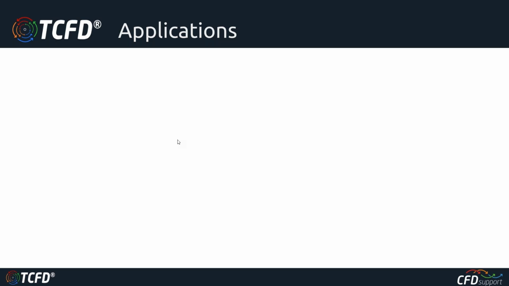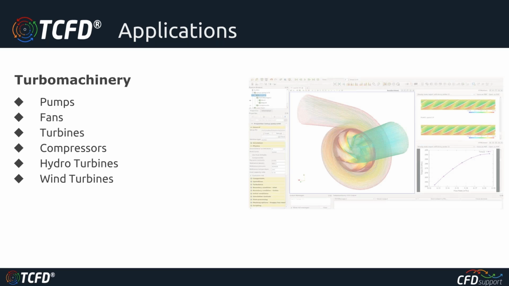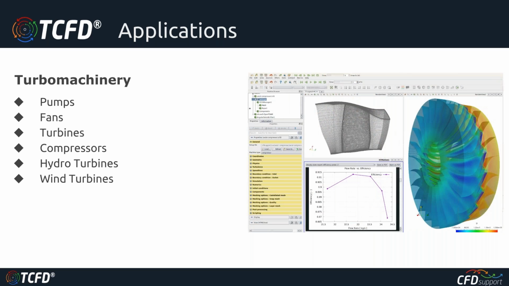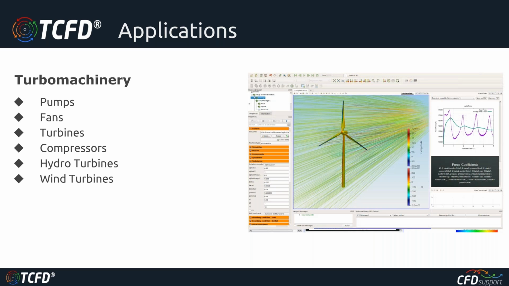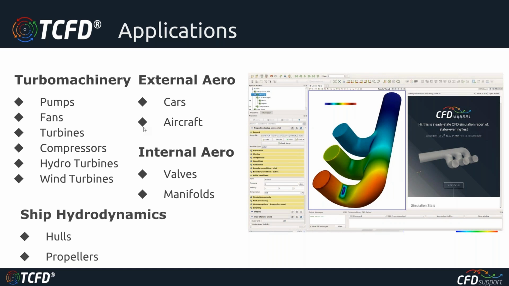TCFD is always focused on particular workflows, so on particular applications. TCFD's core business has always been turbomachinery simulations like pumps, fans, turbines, compressors, hydro turbines, wind turbines, and many other kinds of rotating machinery, both radial and axial machines, both compressible and incompressible fluid flows. And later, we decided that what had worked so well in turbomachinery, we would extend to external aero or even internal aero, or even, for example, to ship hydrodynamics.